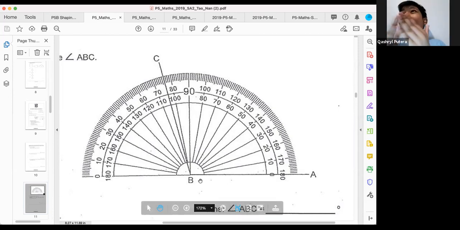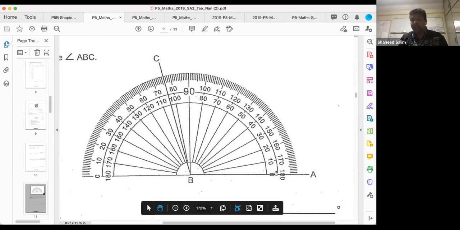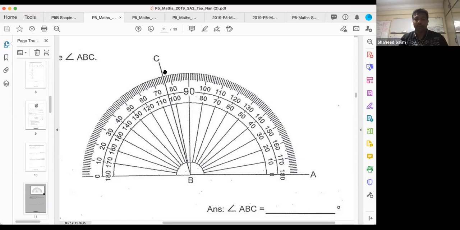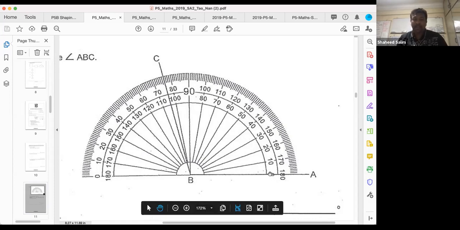Naomi, come. You count the zero from here. Why? Because the line is here. How much is it? You must count at the bottom. Start zero from here. Don't count backwards. So it's 10, 20, 30, 40, 50, 60, 70, 80. Well done, Naomi. 104. Well done.